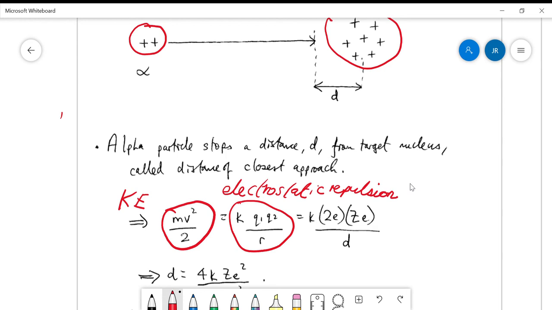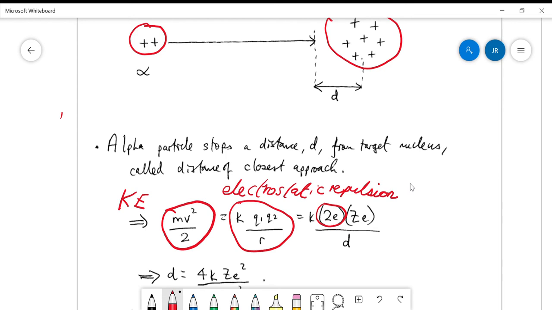k is a constant, and q1 and q2 are both charges. Let q1 be the charge of the alpha particle, which I've called 2e. e is the charge on the electron, in coulombs. The 2 is because there are two protons in the alpha particle, and the proton has the same charge as the electron but the opposite sign. The proton is positively charged, numerically equal to the electron but with a different sign. That explains q1 being equal to 2e.